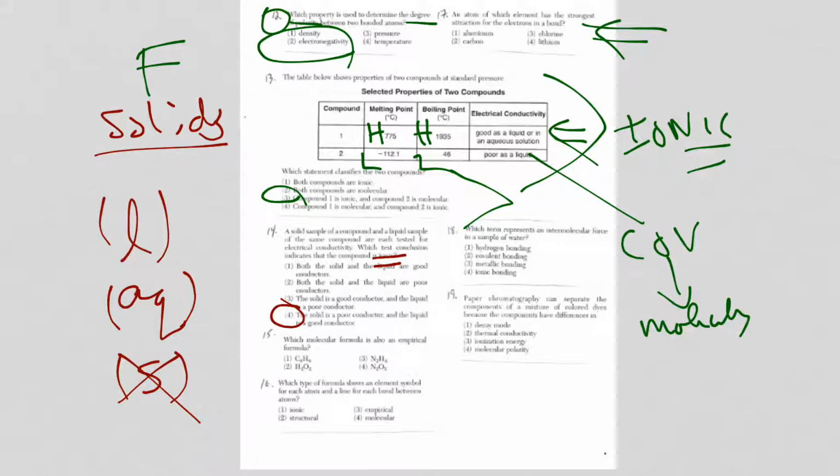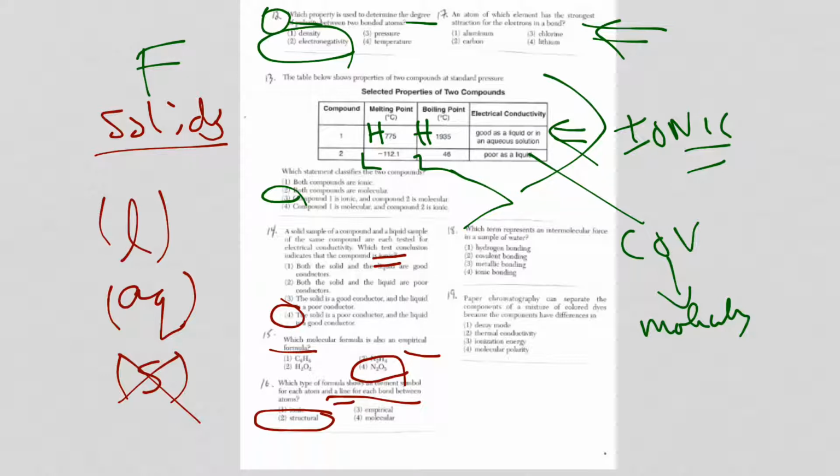Okay, now 15. Which molecular formula is also an empirical formula? You have to know that empirical formula is the lowest whole number ratio, right? I can't reduce it anymore. So of the choices, the only one that can't be reduced further without either a fraction or a decimal is choice 4. Then we get to 16. Which type of formula shows an element symbol for each atom and a line for each bond? Well, if there's a line for each bond, it goes beyond being molecular. It would be structural, which is choice 2.